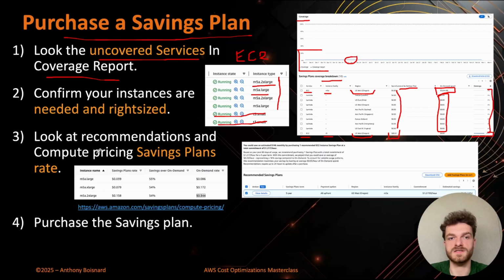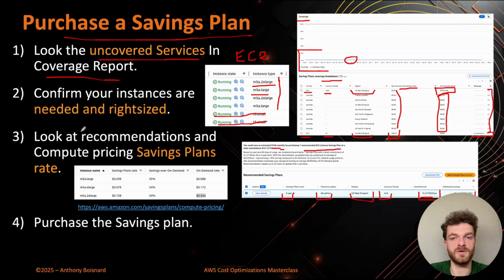Then you can check the recommendations in AWS, and you can see here that AWS shows that for a 3-year term, all upfront, in that Oregon region, for that M5A family, you have a commitment recommendation here. And I should save around 16%.